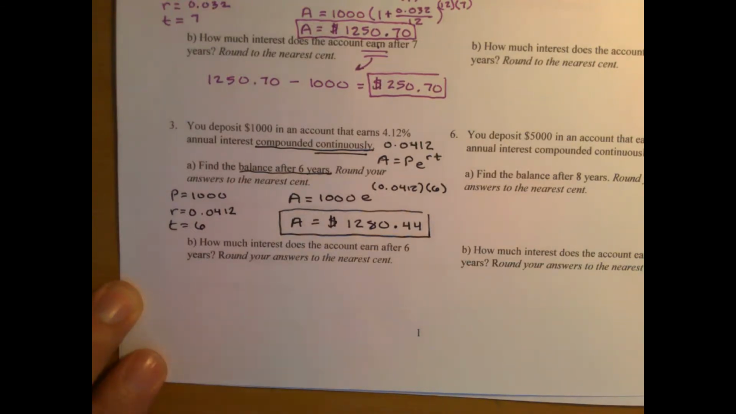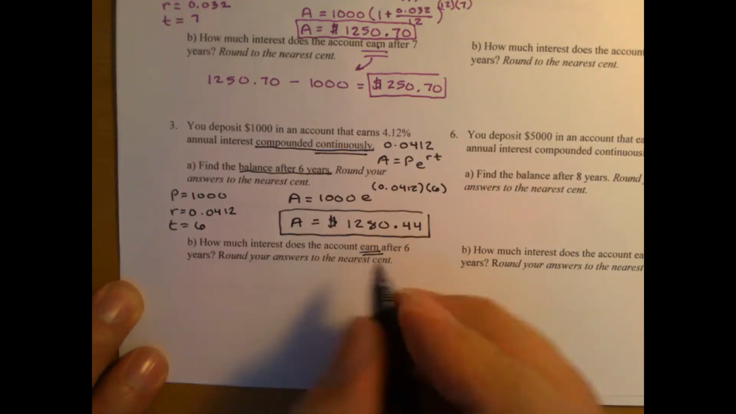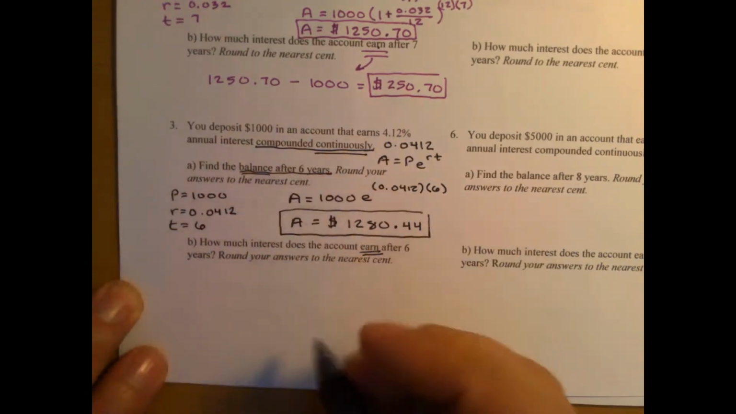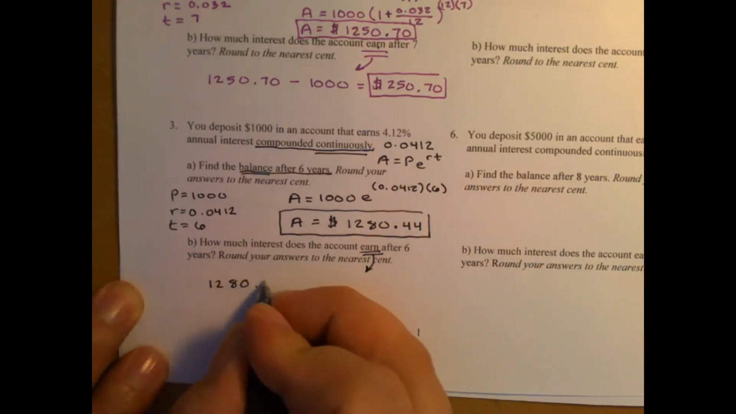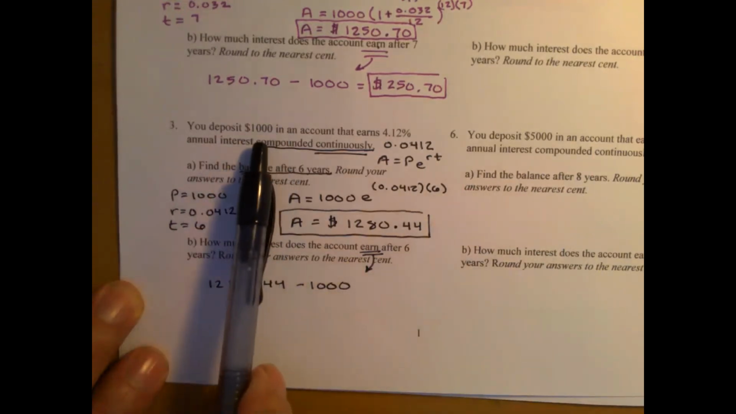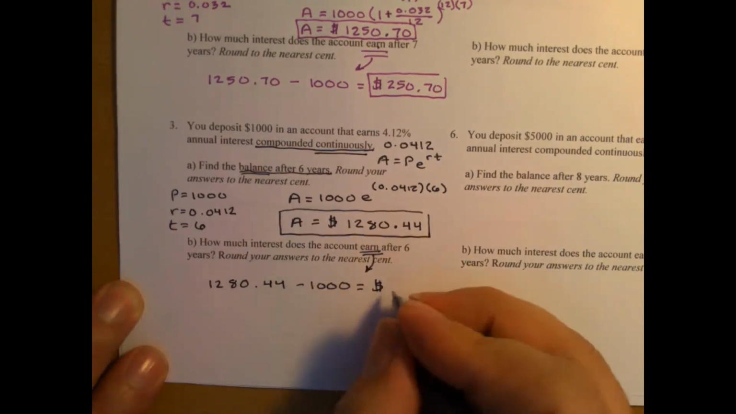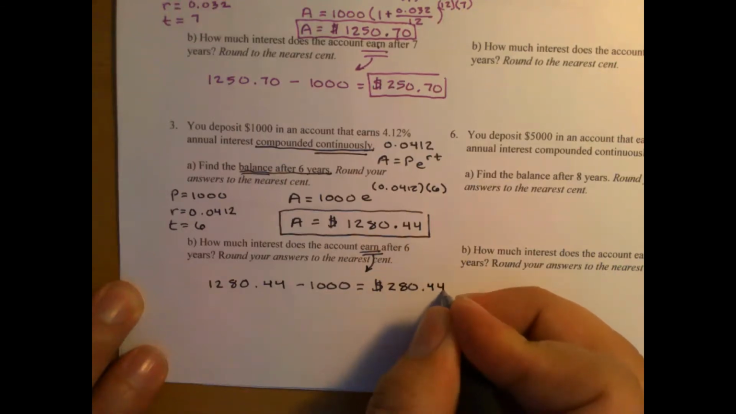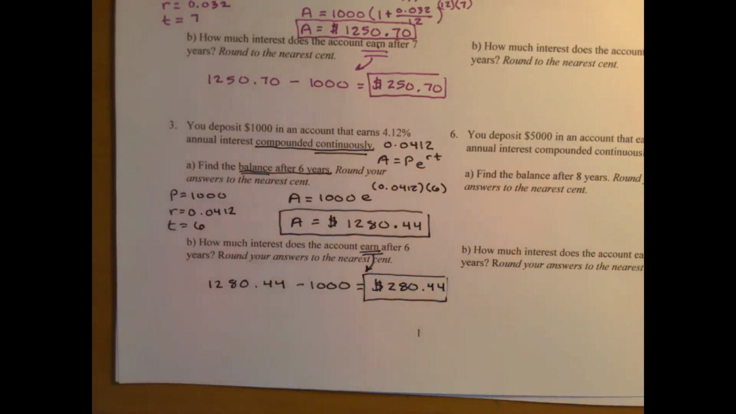But if you notice, look at the next question. How much interest does the account earn? As soon as they say earn, not balance, this is the subtraction one. That means I have to take the 1280.44 that my account is showing and subtract what I started with, the initial amount, my principal amount. And so in this case, we just found out that the amount of money it actually made was $280.44. So remember, there is a difference between tell me what the balance or the amount is versus how much did it earn.